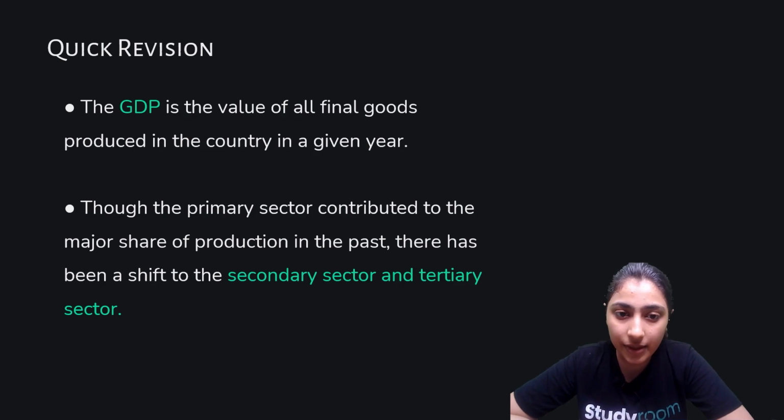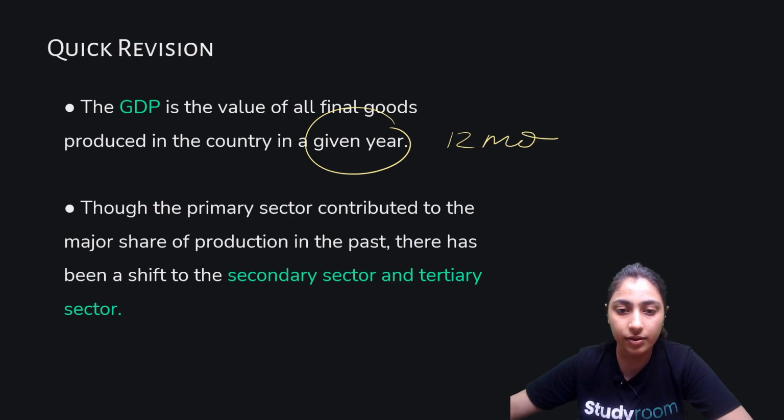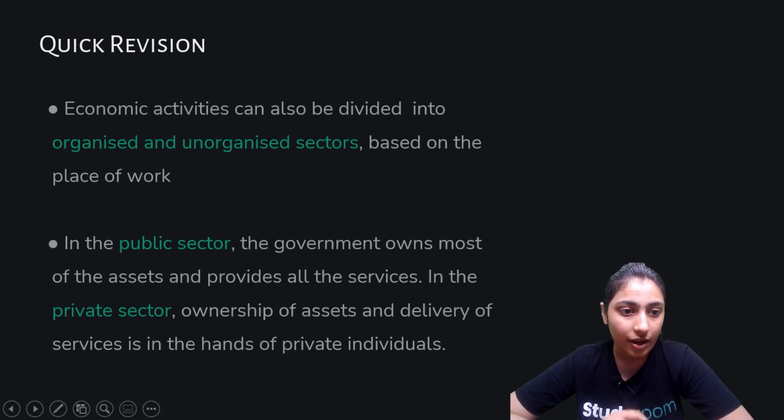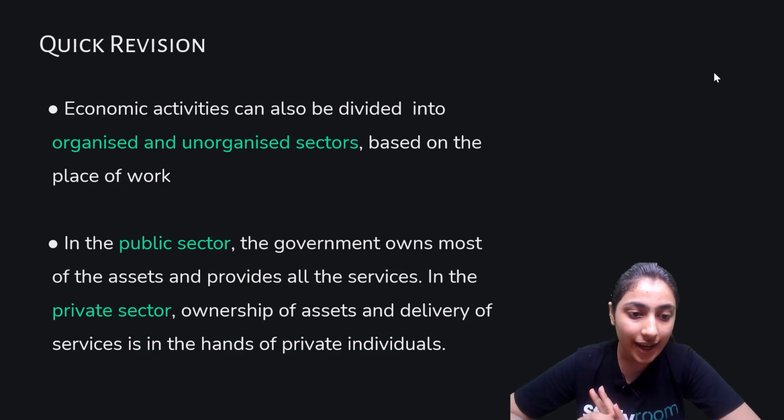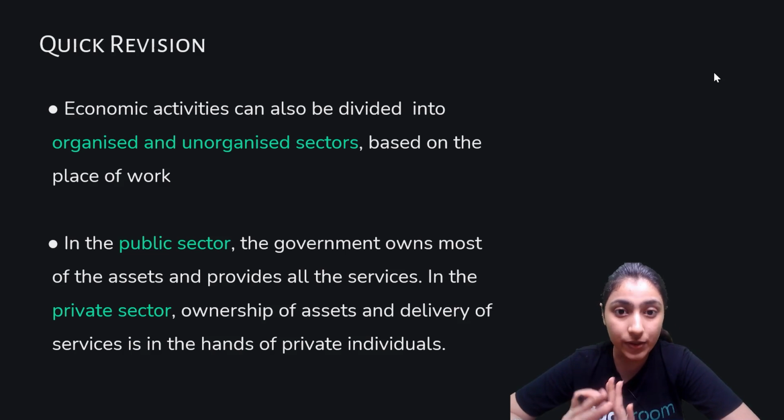Second, GDP is the value of all the final goods and services produced in the country in a given year, which is 1 year, 12 months. Though the primary sector contributed the major share of production in the past, there has been a shift to the secondary sector and tertiary sector. Last but not the least, economic activities can also be divided into organized and unorganized sectors based on the place of work, as to where they are working, depending again on the farmers and IT sector example that we read. And last, in the public sector, the government owns most of the assets and provides all the services.